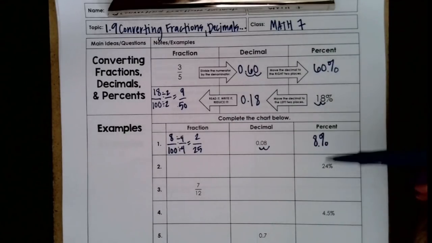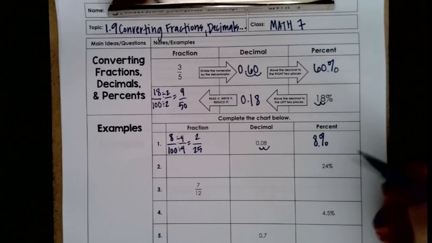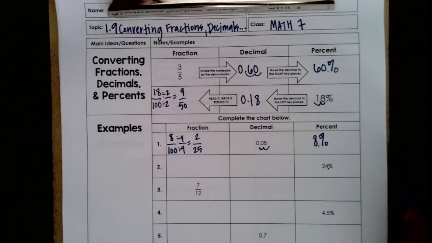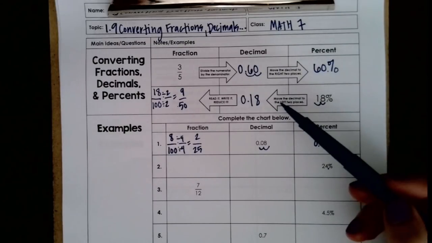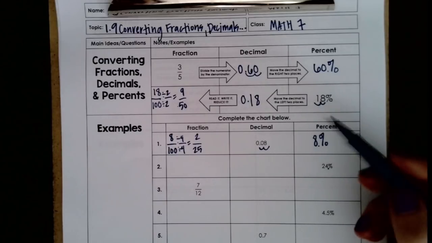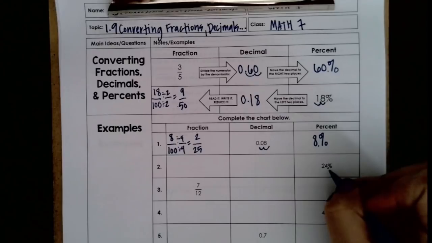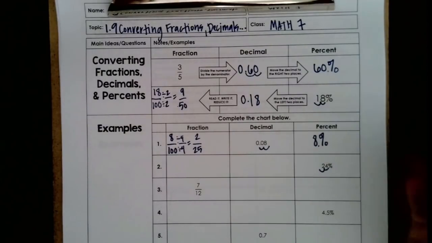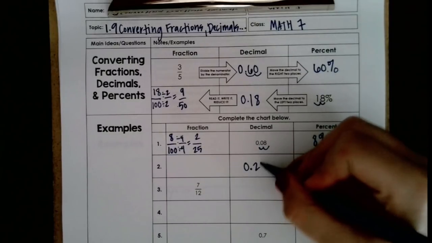Now over here for number 2, they started at 24%. So our decimal's invisible, it's right here. And remember to move backwards. If you look at this little arrow here at the top of the note chart, it tells us that we need to move to the left 2 decimal places to turn it into a decimal. So we're going to take this decimal and we're going to move it over 2 times. So 1, 2. So my decimal is 0.24.